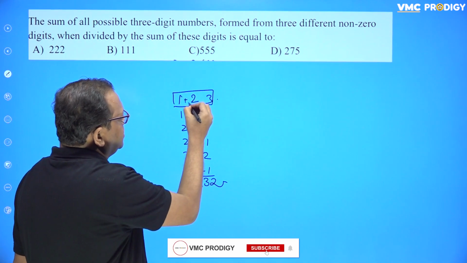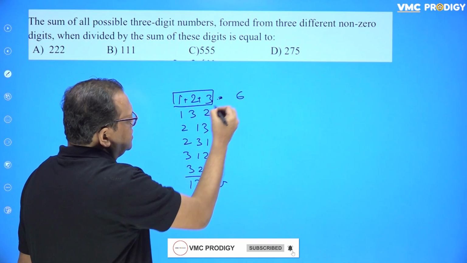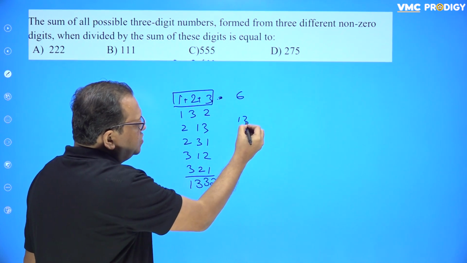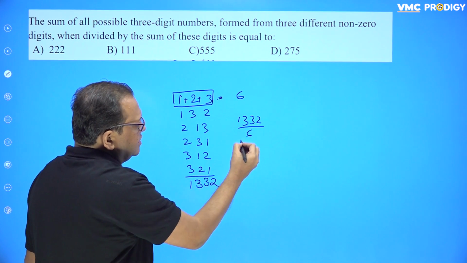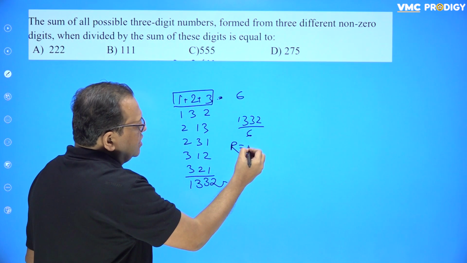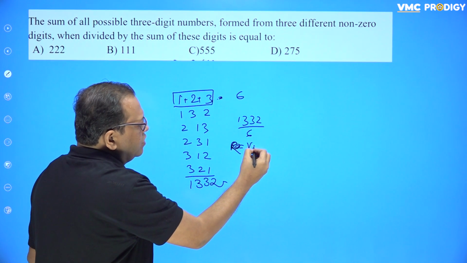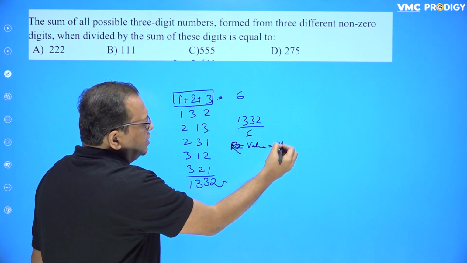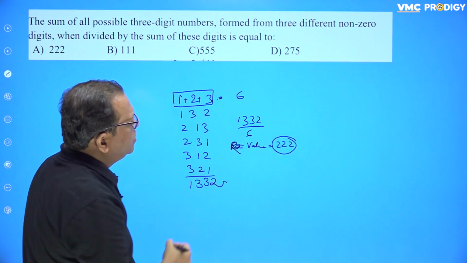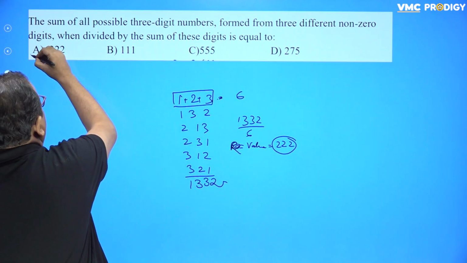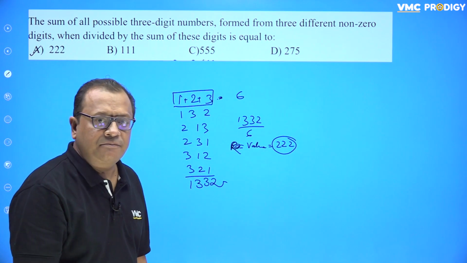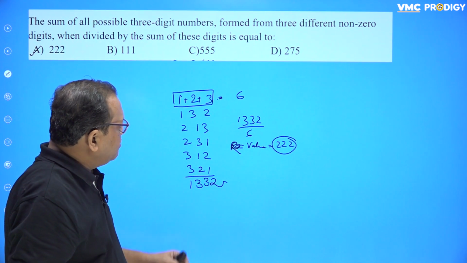1 plus 2 plus 3, which is equal to 6. So when 1332 is divided by 6, the value is always how much? 222. So the value is always 222, hence the answer is this one. So this is how you attempt. You have to write these.